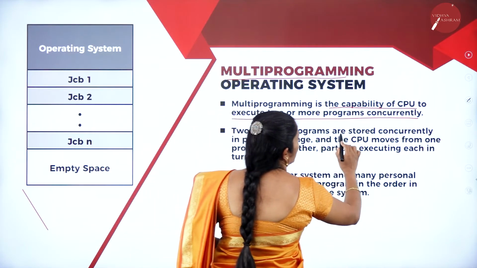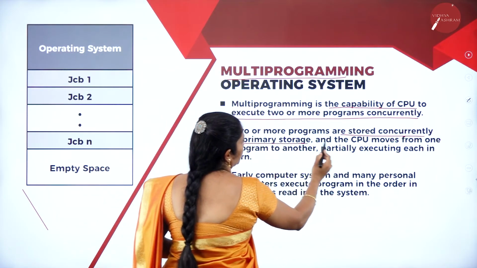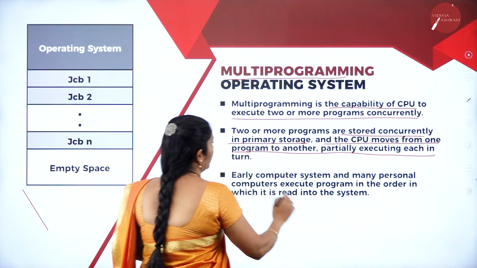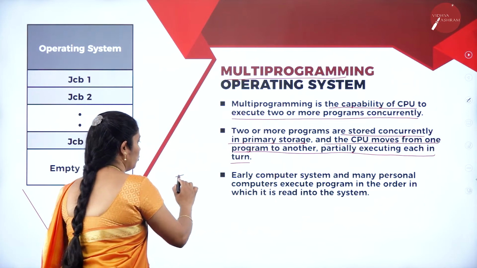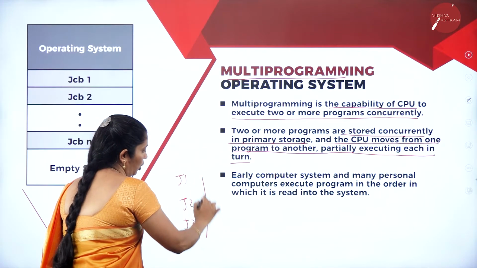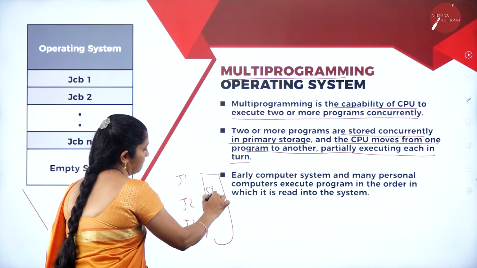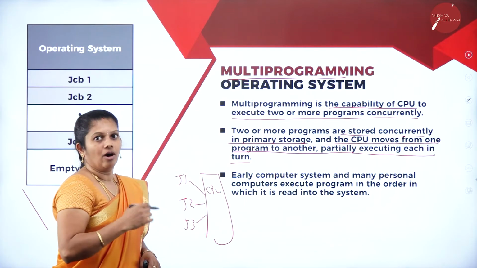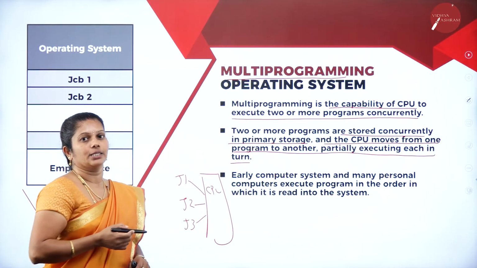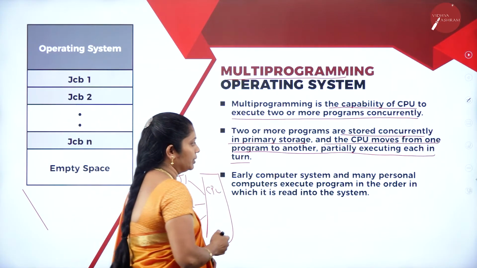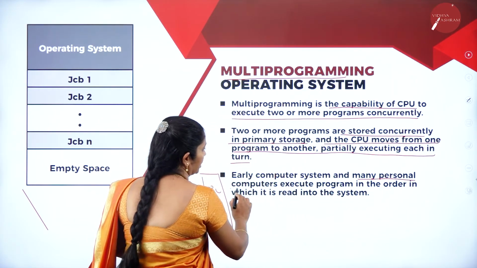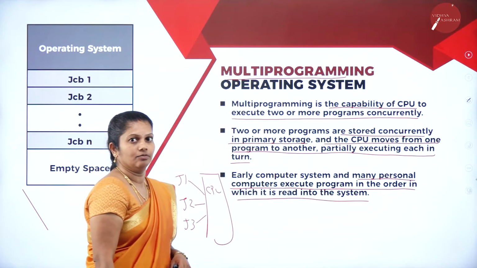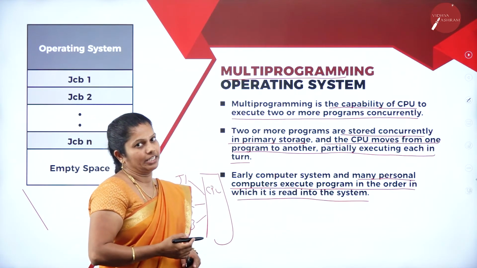Two or more programs are stored concurrently in memory, and the CPU moves from one program to another, partially executing each in turn. Consider we have job 1, job 2, and job 3. All three jobs want to be processed on the CPU, so all the jobs go for processing, depending upon the priority or how much time each needs. Early computer systems and many personal computers executed programs in the order in which they were read into the system. Whichever order they were given, in that order the programs would execute.